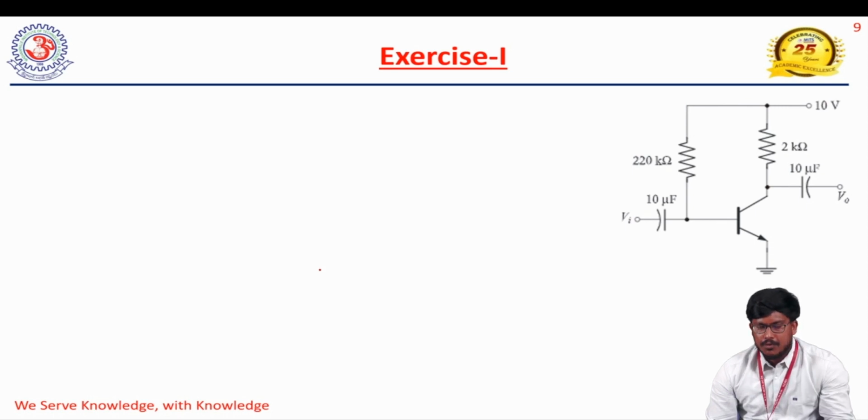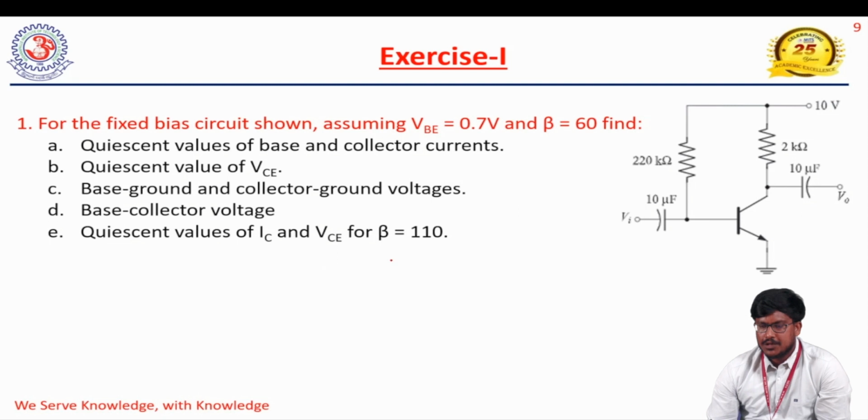So this is the given problem. For the fixed bias configuration, this is the given circuit and some of the parameters are given. VBE, the base to emitter junction voltage drop, is 0.7 volts, and the current gain beta is 60. In the circuit, the base resistance is 220 kilo ohm, the collector resistance is 2 kilo ohm, and the coupling capacitors are 10 microfarad. For this problem, we need to find the quiescent values, which we also call the Q point values or operating point values.